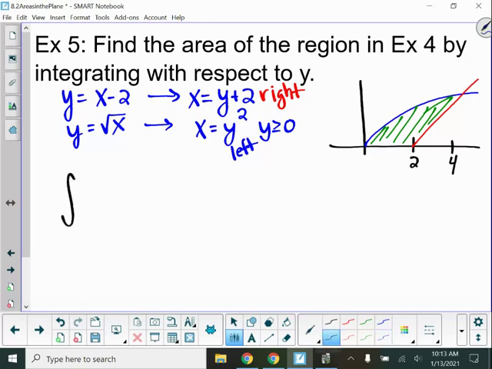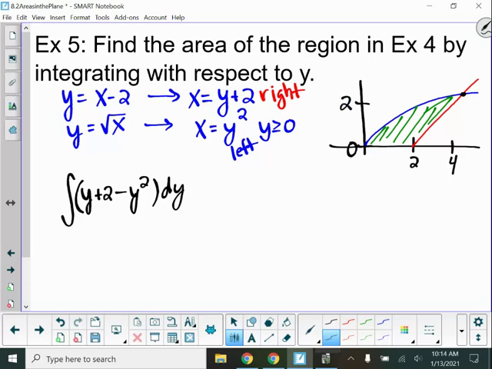So whenever I set up my integration, it's going to be y plus 2 minus y squared, and then of course this is going to be a dy instead of a dx because I'm integrating with respect to y. Now for bounds, you want to look at where your lower bound is and where your top bound is. The lowest that we go here is 0. The highest that we go, this point, which I know doesn't quite line up there, that y value is 2.